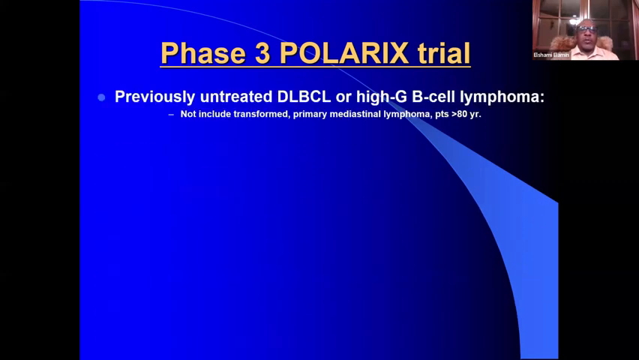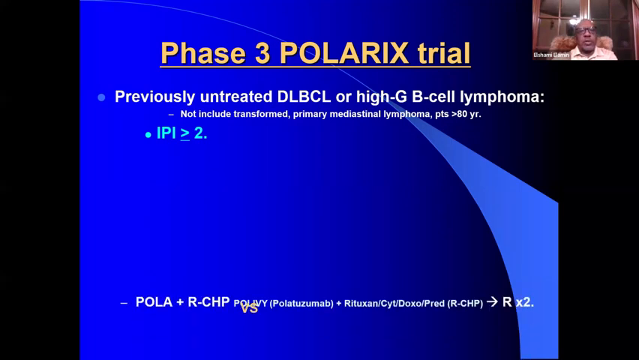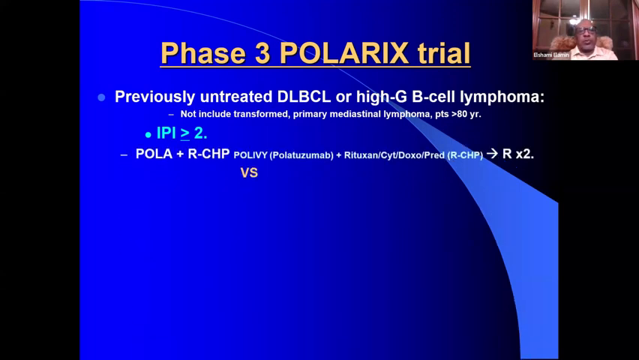In this trial, they chose patients with previously untreated diffuse large B-cell lymphoma or high-grade B-cell lymphoma. They excluded transformed lymphoma, primary mediastinal lymphoma, and patients more than 80 years old. So this is the design of the study. And of course, they used patients at high risk with an IPI of 2 or more. So patients with high risk. And they divided them into 2 arms.